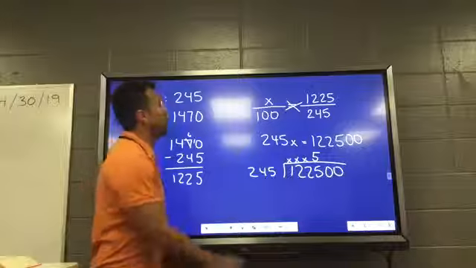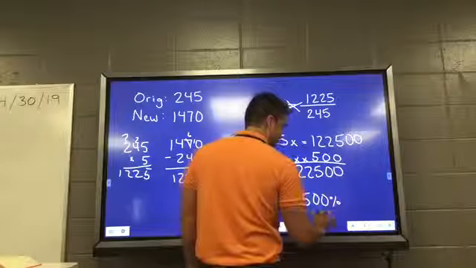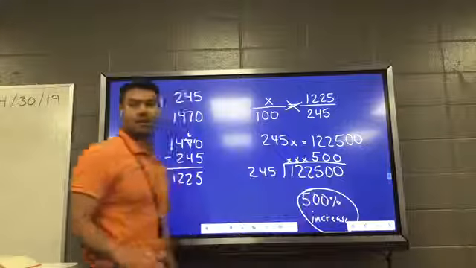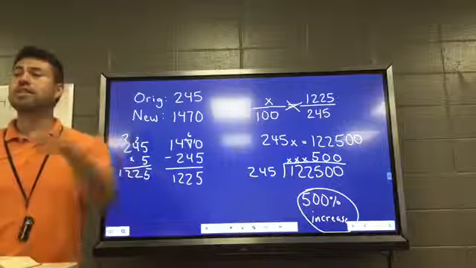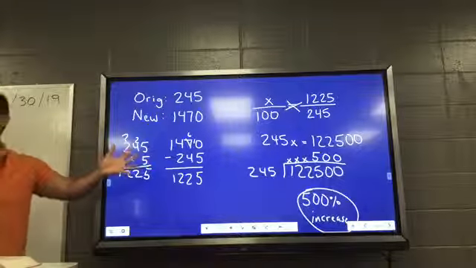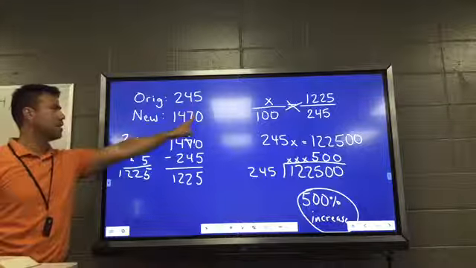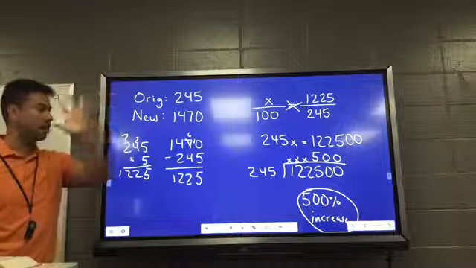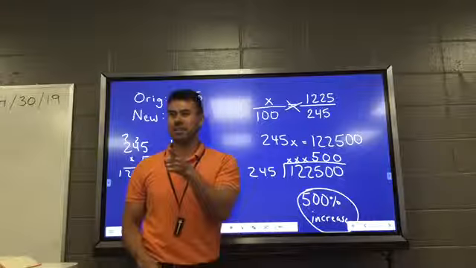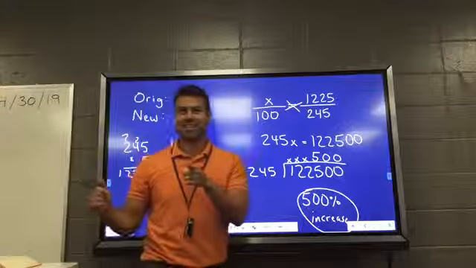500. Oh, don't forget to fill in these extra spots. You should have gotten 500% increase. Wait, that's like a lot, isn't it? 500% increase? Yeah. Look at the original and look at the new. It went up. You know what 500% increase means? It went up 5 times its amount. So you know what 245 times 5 is? 1,470. So it went up 5 times. 500% increase. How many of you got that? Did anyone get 5% and want to admit it? Okay.